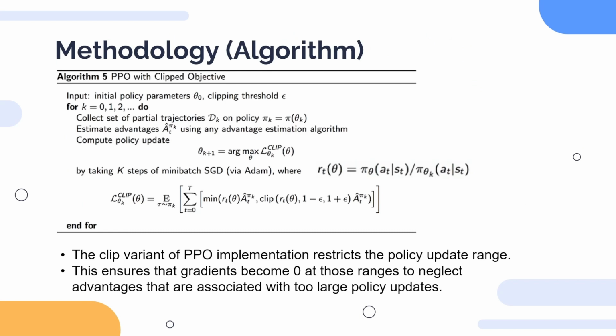The figure below shows the pseudocode of PPO with clip. This variant restricts the policy update range, and this helps to ensure that the gradients become zero in those ranges, to neglect advantages that are associated with too large policy updates.